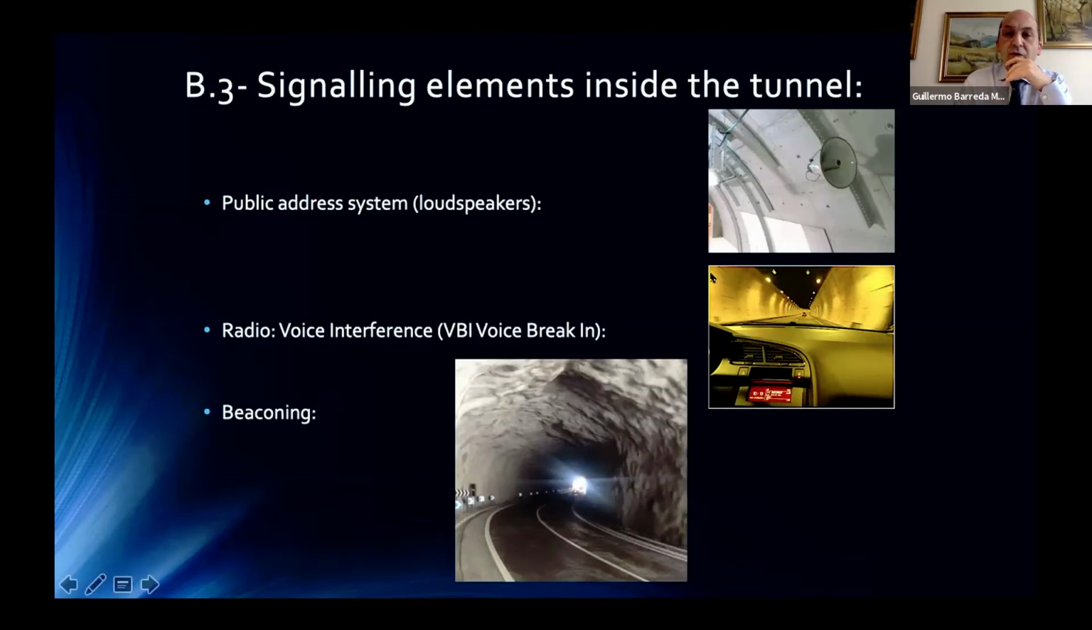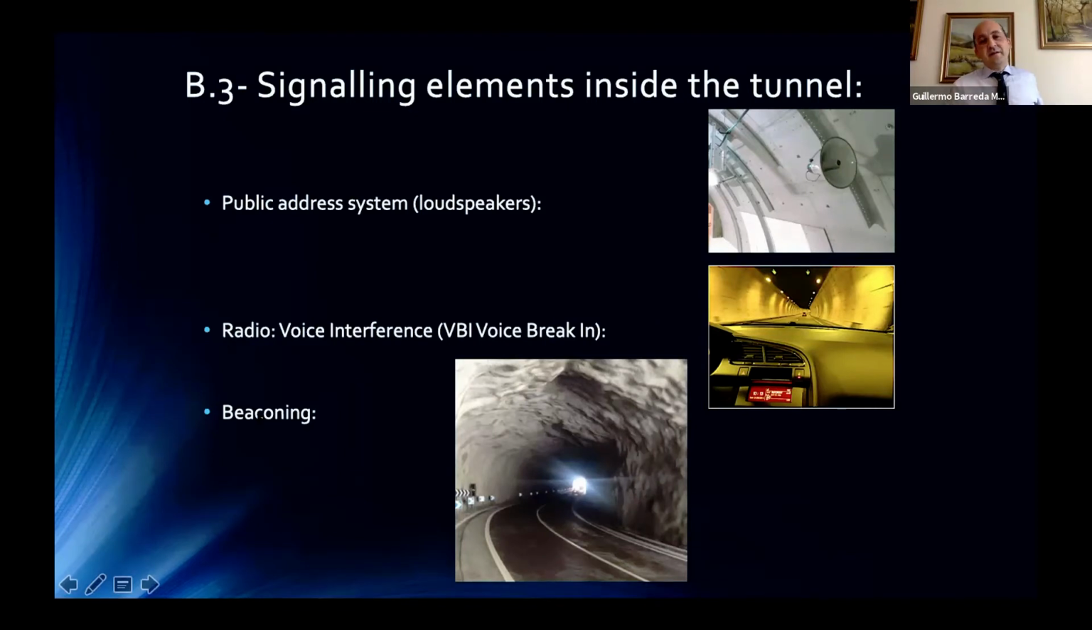Another system that we could consider a signaling element is radio. It is a voice interference system, VVI, voice breaking. This is a system that interferes with the radio in our car and tells us all the information and recommendations for safety when driving in the tunnel, and information about evacuation and in emergency situations. This is an automatic system that interferes with the radio in our car. It is very complex and interesting and useful.